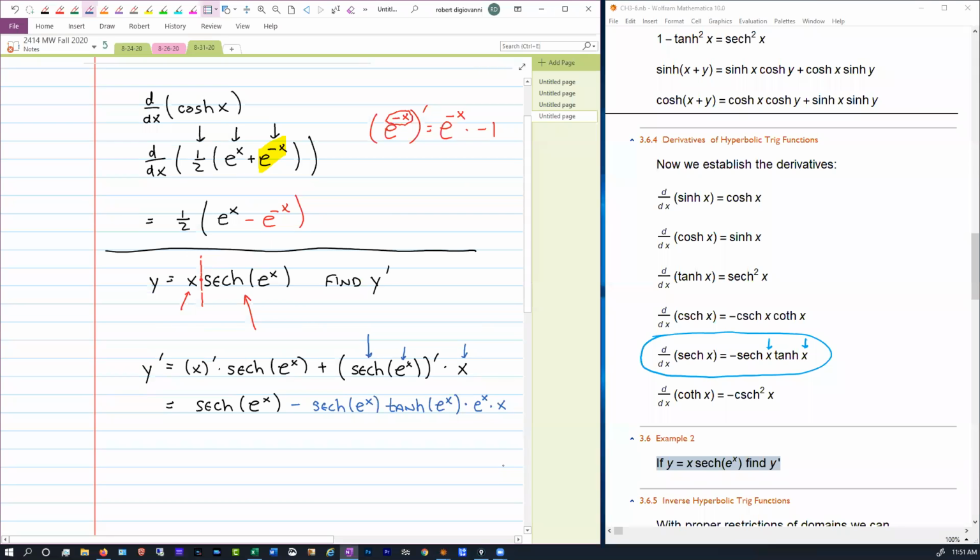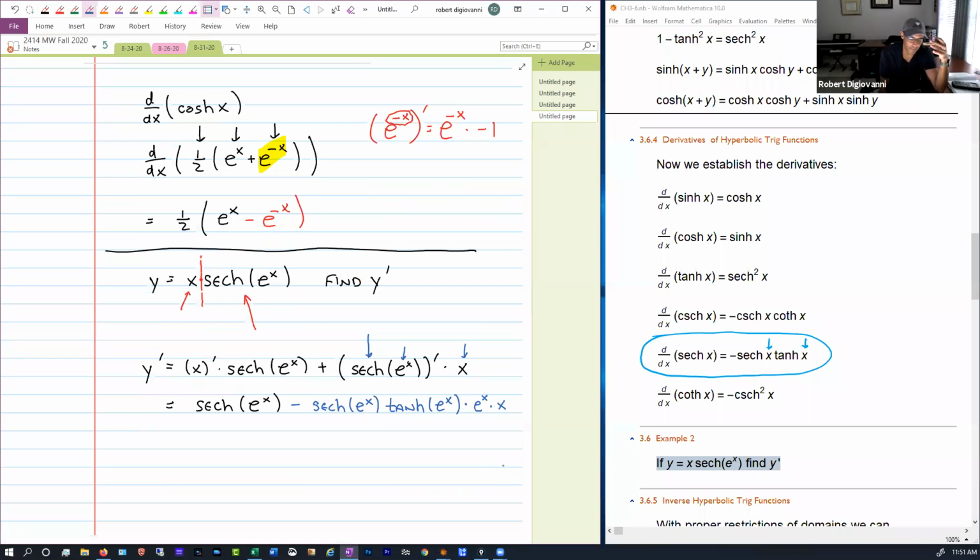I mean, that's pretty much it. We don't have to do anything else. We could factor out a secant hyperbolic of e to the x from both, but this is good. This is fine. We're fine just like this. Any questions?